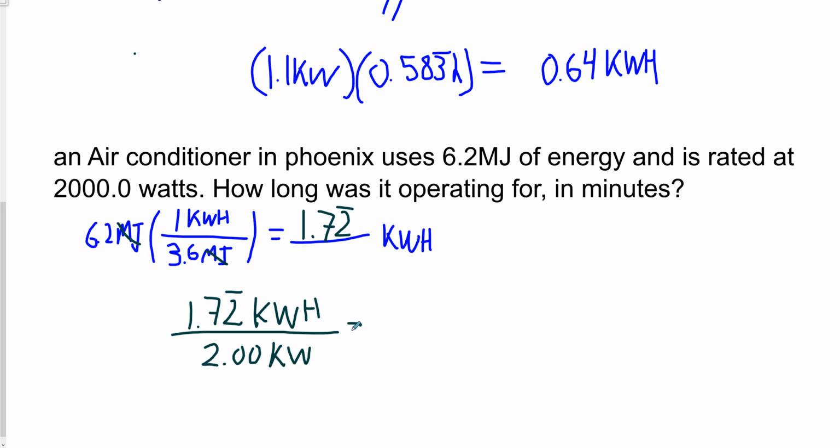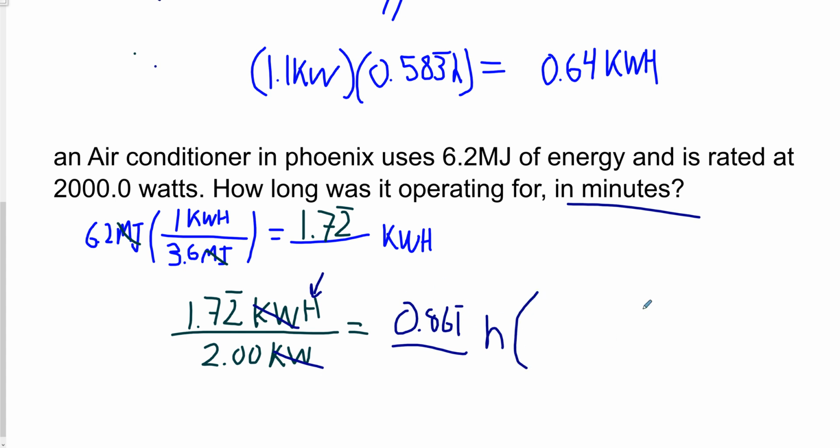The super smart of you are going to notice that if we have kilowatts on top, we got kilowatts on the bottom. Hey, look, they cancel out. And all we have to do now is this little division. What is that going to give us? Time in hours. All we got to do is multiply by 60, and we have time in minutes. So I'm doing the math, and we get 0.861 hours, so 0.86 repeating 1 hours.